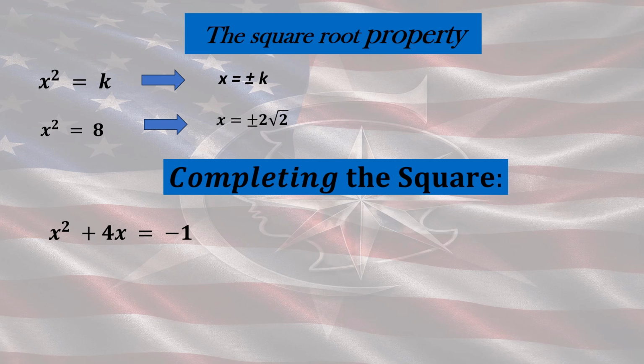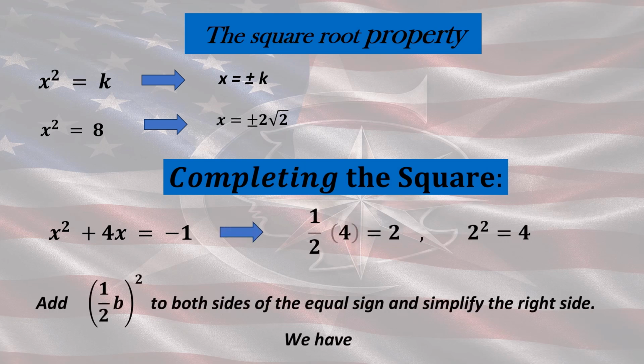To complete the square, the leading coefficient a must equal 1. If it does not, then divide the entire equation by a. Then we can use the following procedures to solve a quadratic equation by completing the square. We will use the example x squared plus 4x plus 1 equals 0 to illustrate each step.